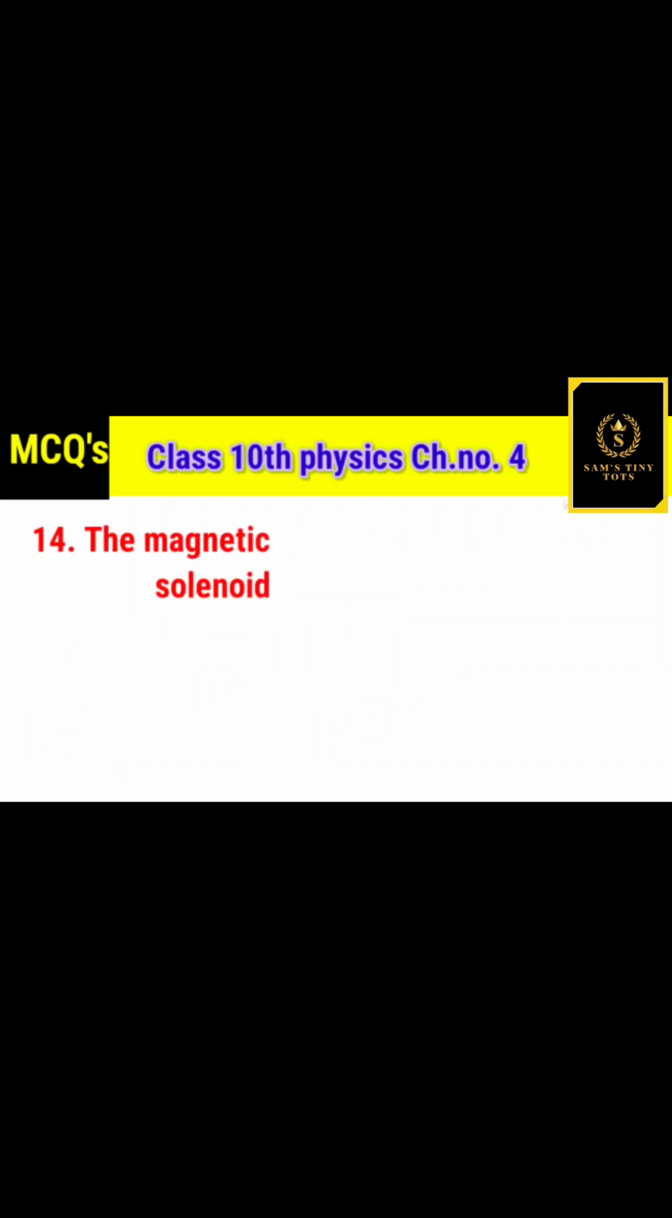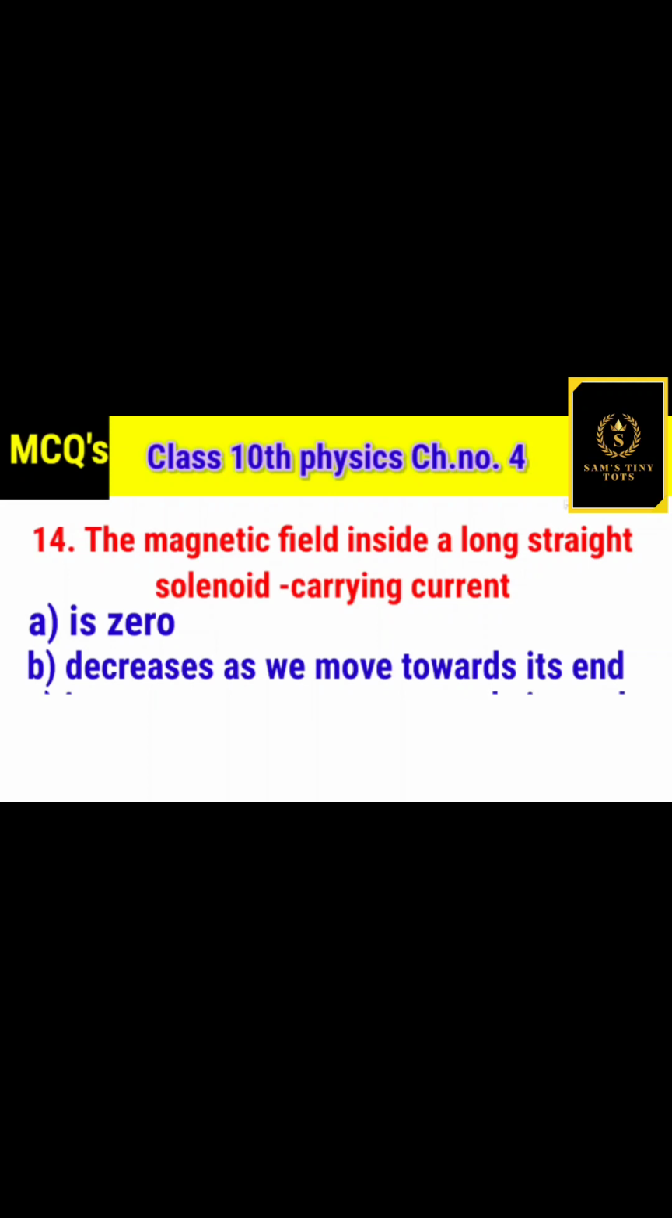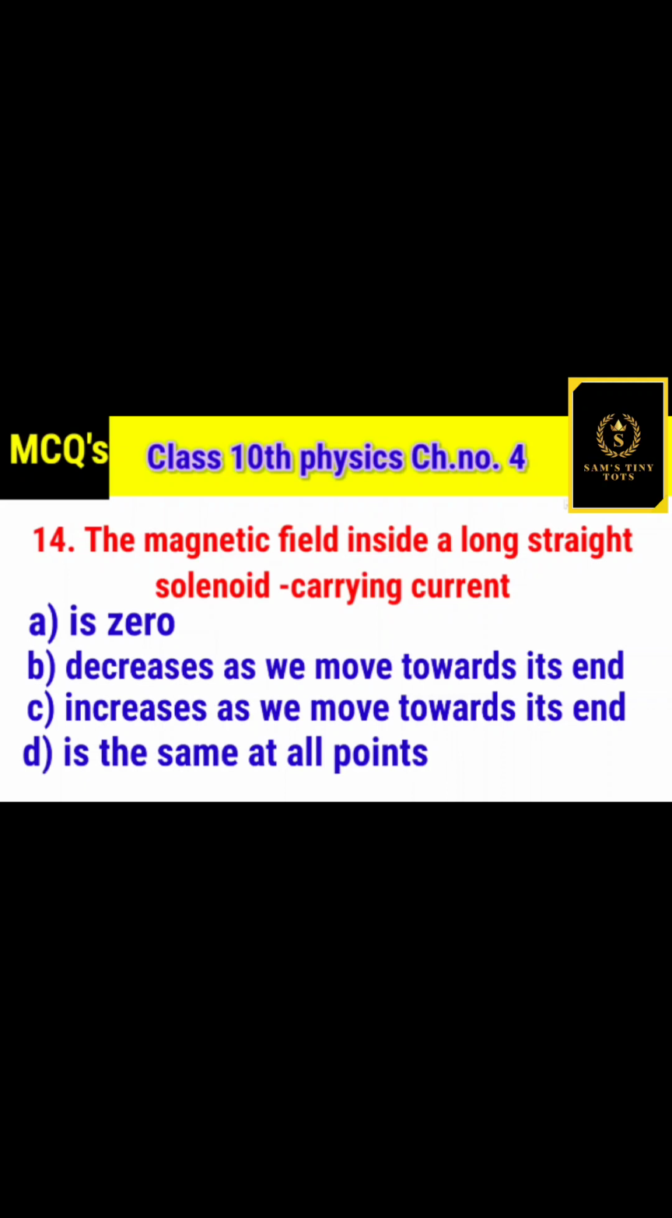14. The magnetic field inside a long straight solenoid carrying current? Option A is 0. Option B decreases as we move towards its end. Option C increases as we move towards its end. Option D is the same at all points. And the correct option is option D is the same at all points.